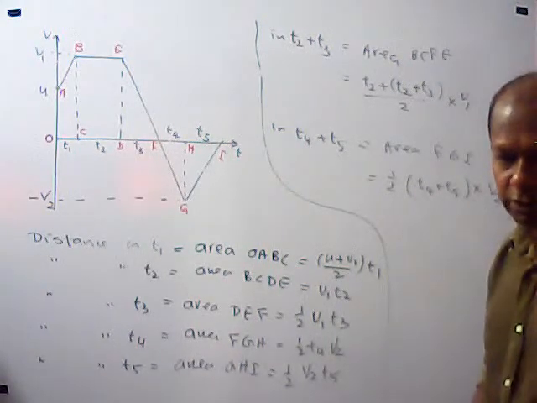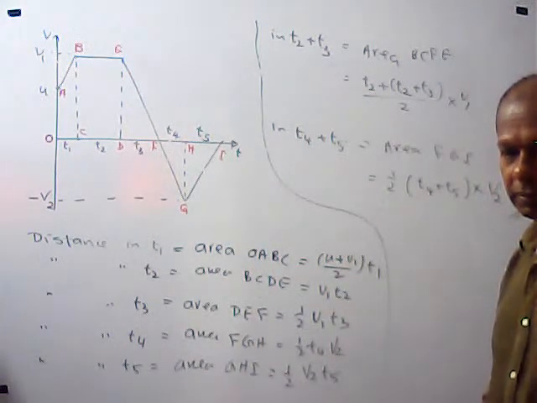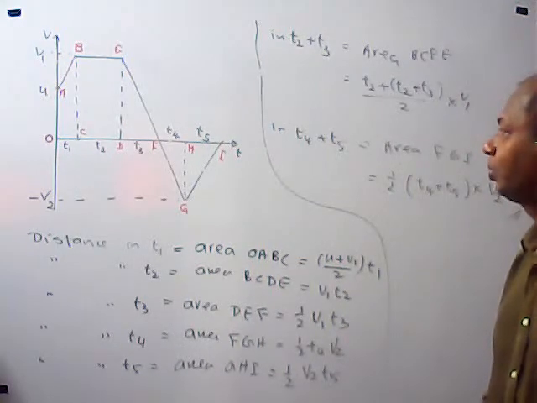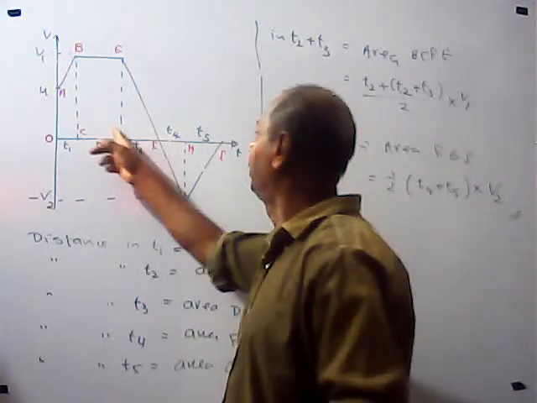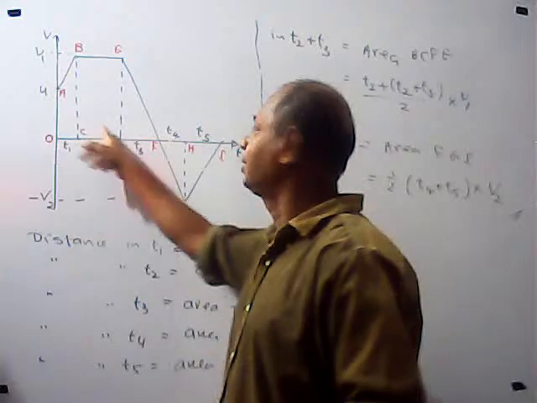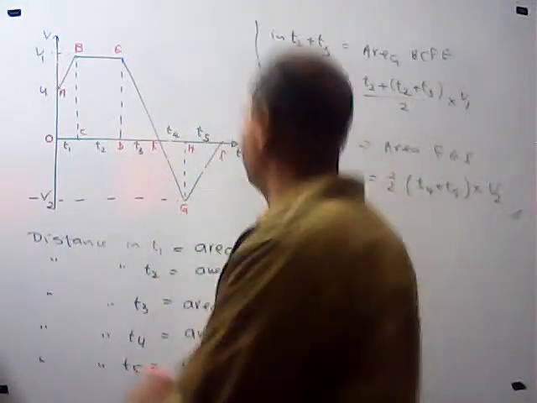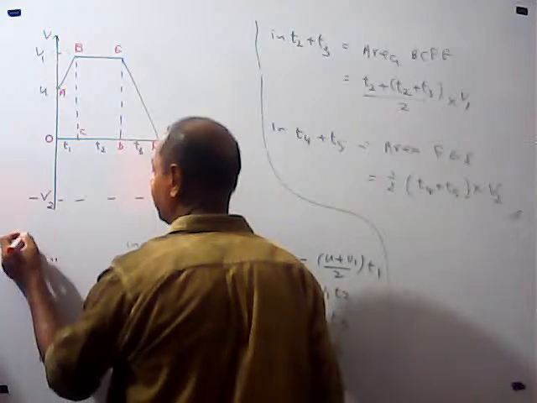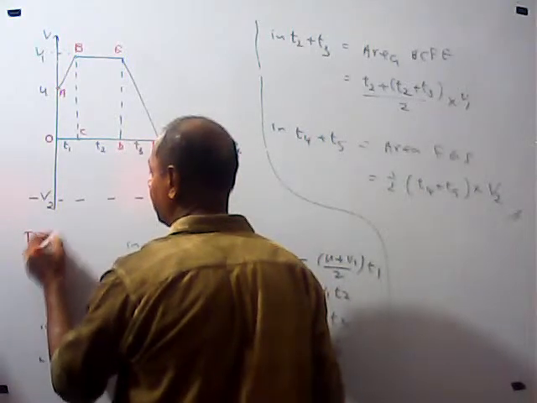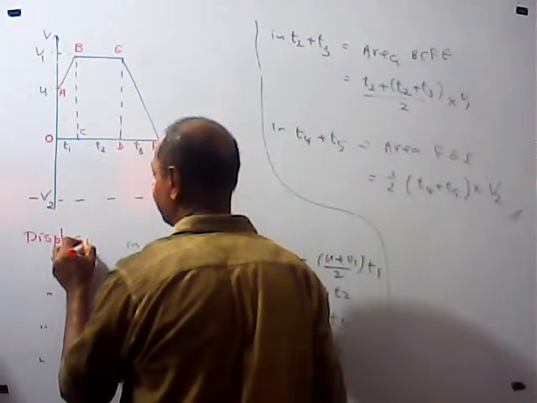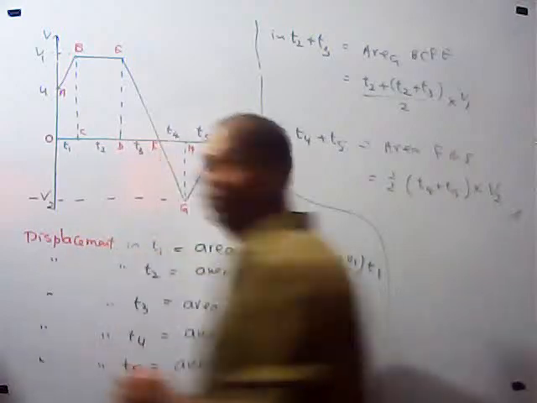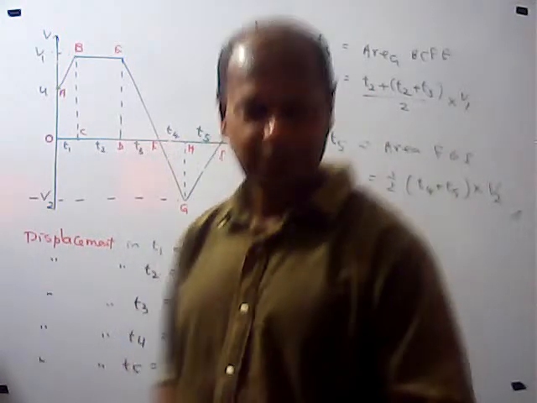Now we have to find displacements. Displacements. Distance and displacements are the same for those time intervals when you come to displacement. You can't do that, you have to write them again. You have to find them again.